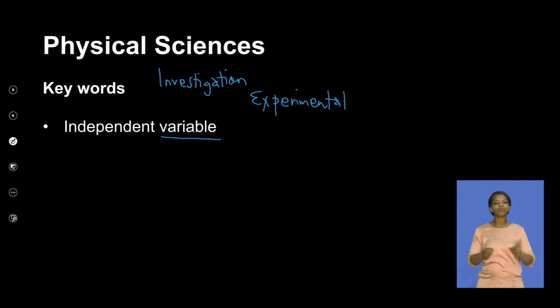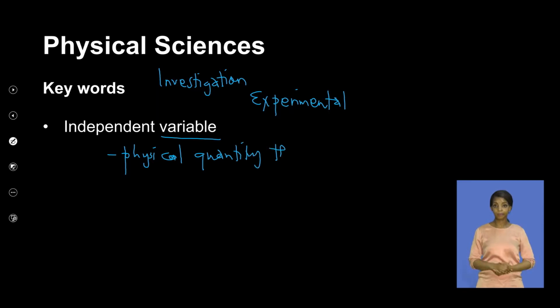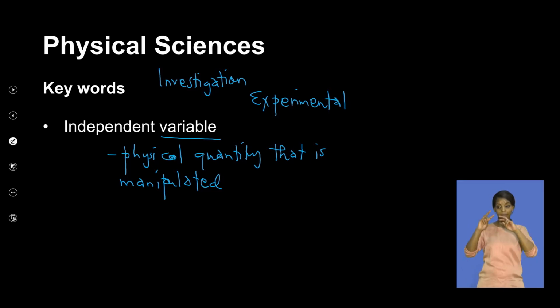If we talk about an independent variable, we're talking about that physical quantity that is manipulated. What do we mean when we say it's manipulated? We are saying that as experimenters or investigators, we can change that variable to see exactly how it affects the other one. So we call this the independent variable. Take note of that. And it's always a physical quantity.